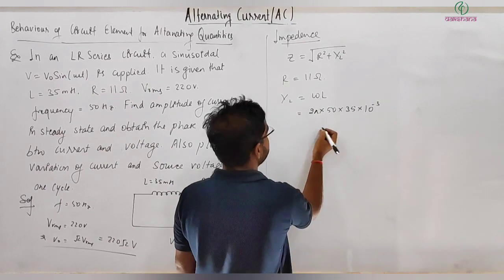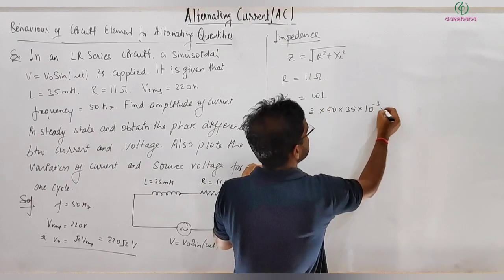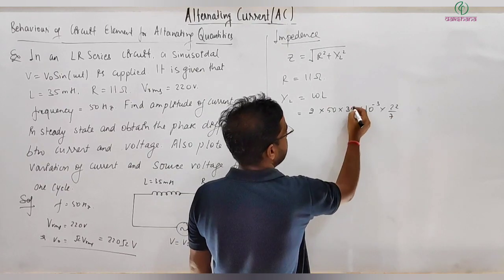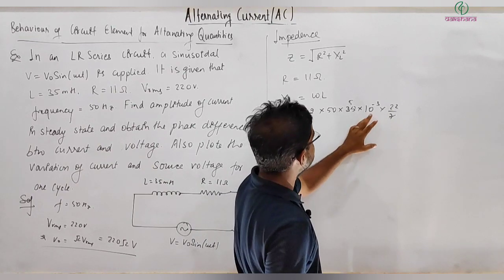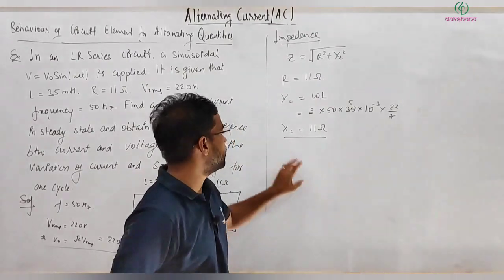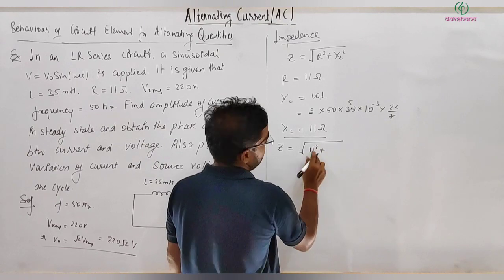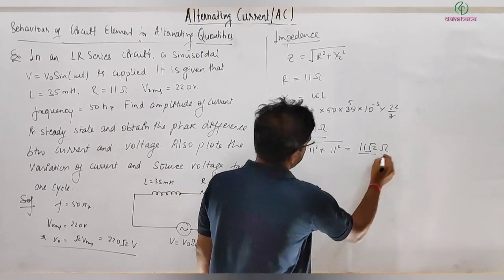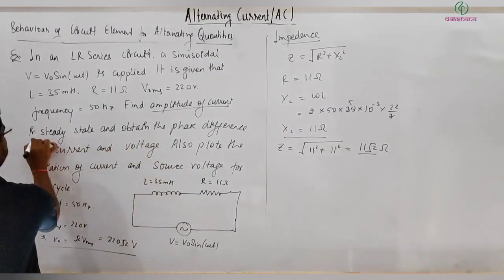Now we can simplify it, and pi can be substituted as 22 by 7. Solving it, we get XL exactly equal to 11 ohm. So we got XL. Then what is Z? Impedance is given by the square root of R squared plus XL squared, 11 squared plus 11 squared, that is 11 root 2 ohms. This is your Z.